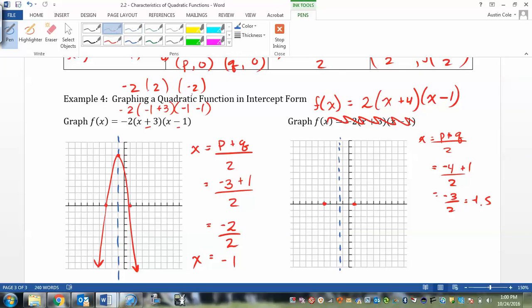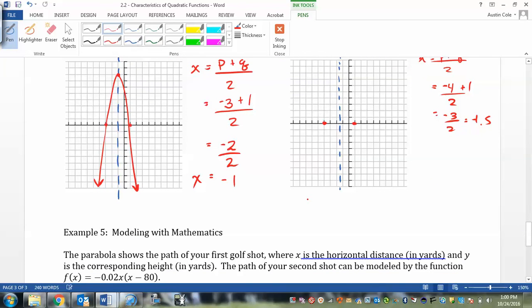Now, how am I going to find my vertex? Plug that in. We're going to plug in -1.5. I'll do it down the room down here. Perfect. I'm going to do 2 times, help me make sure I do this right, -1.5 plus 4 times -1.5 minus 1. So this is f of -1.5.